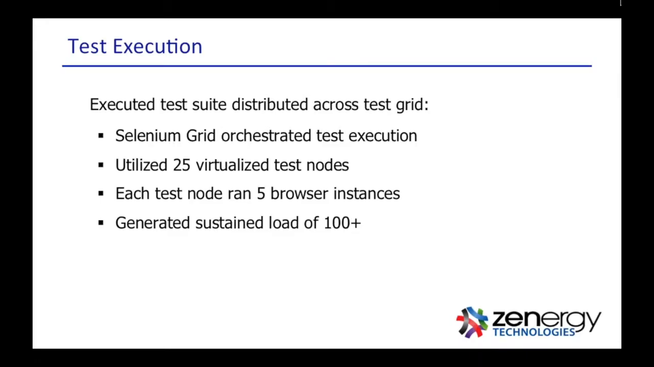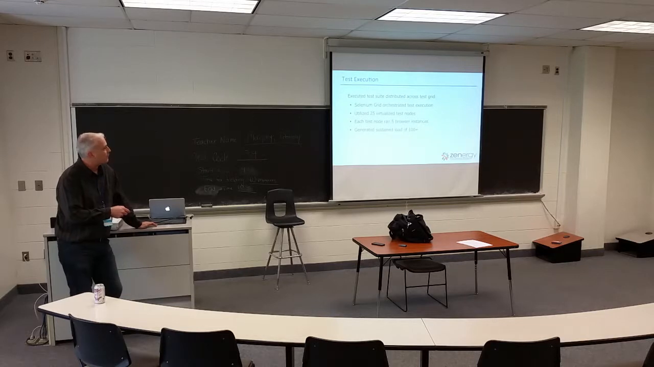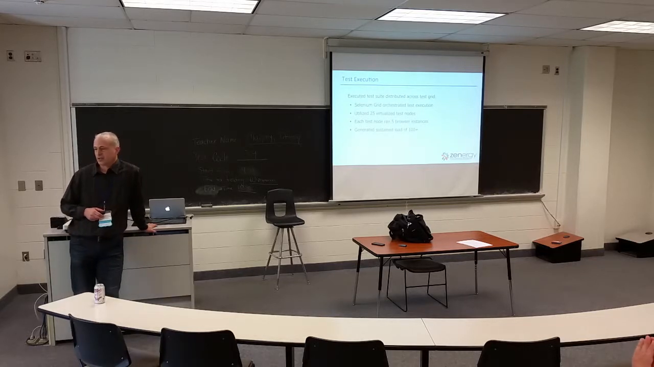All right, so here's what we did. We executed a test suite distributed across the grid. So we executed a lot of tests across the grid. We had a handful of tests that we instrumented with agent level information. Each test node ran 5 browser instances, and we generated a sustained load of 100 plus users at all times for that period of time.